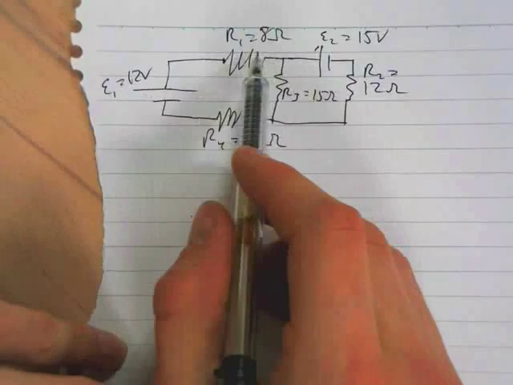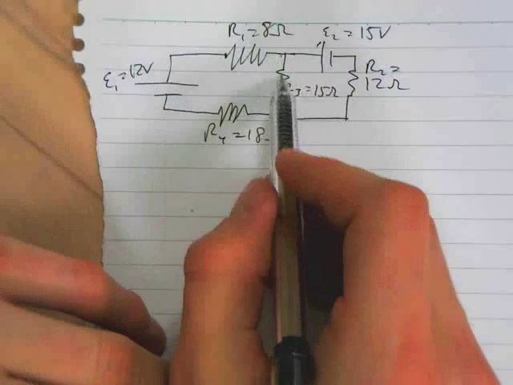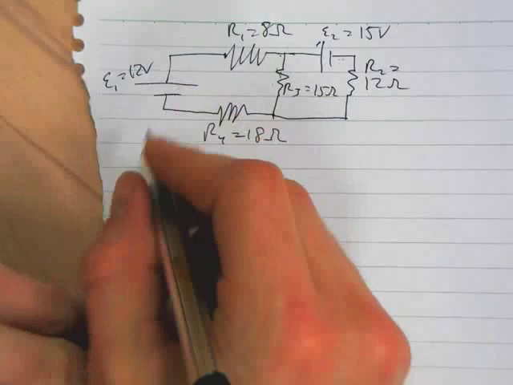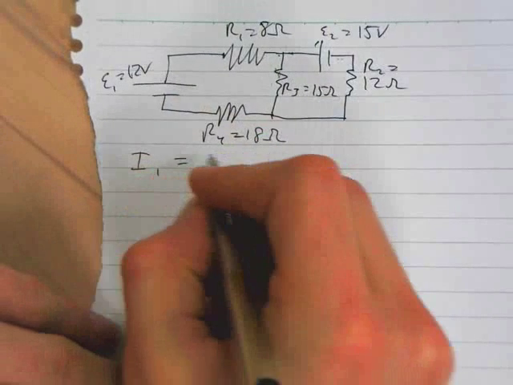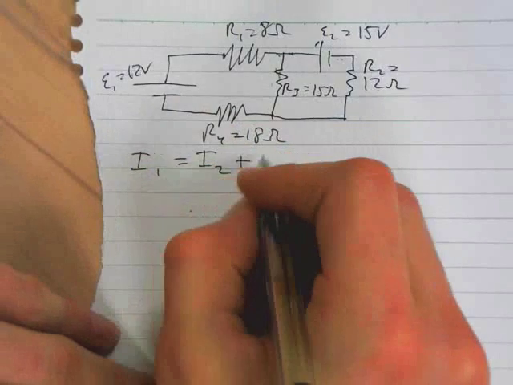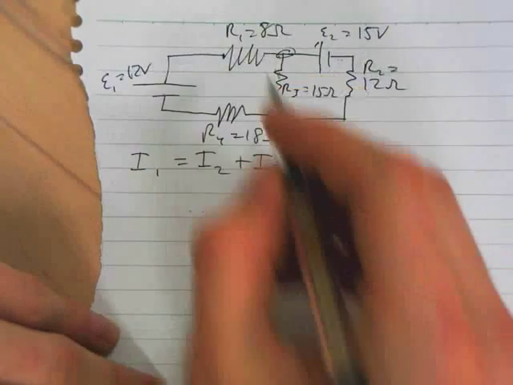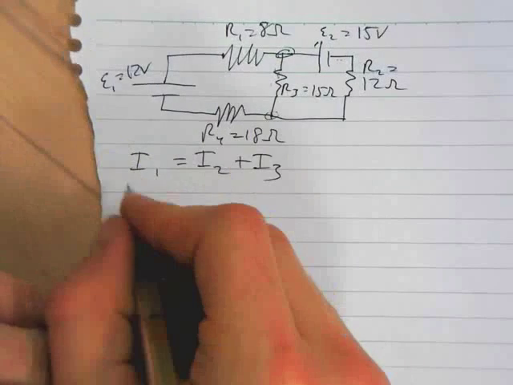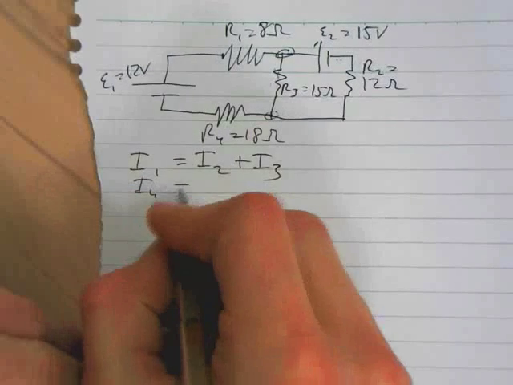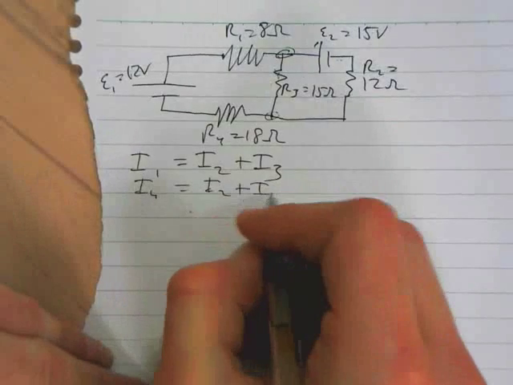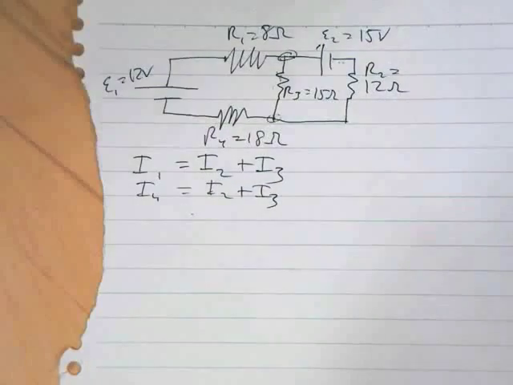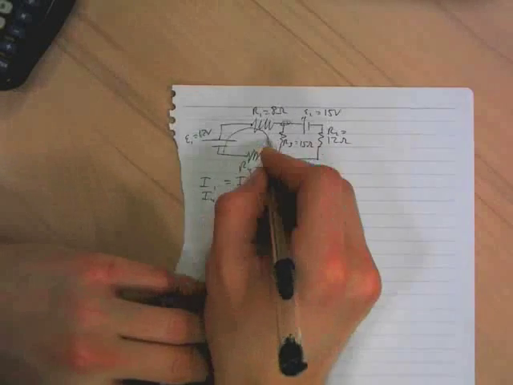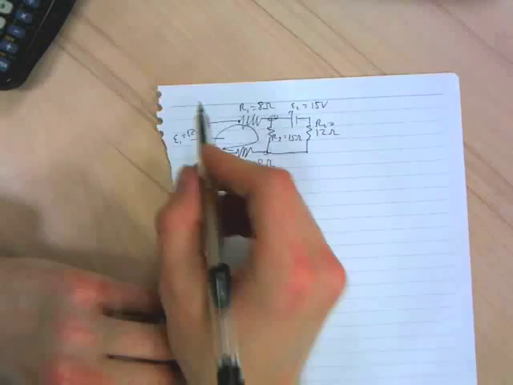I1, current flowing through R1, splits off into R2 and R3. So we can say I1 equals I2 plus I3 at this junction. And then at this junction, we can say that I4 also equals I2 plus I3.